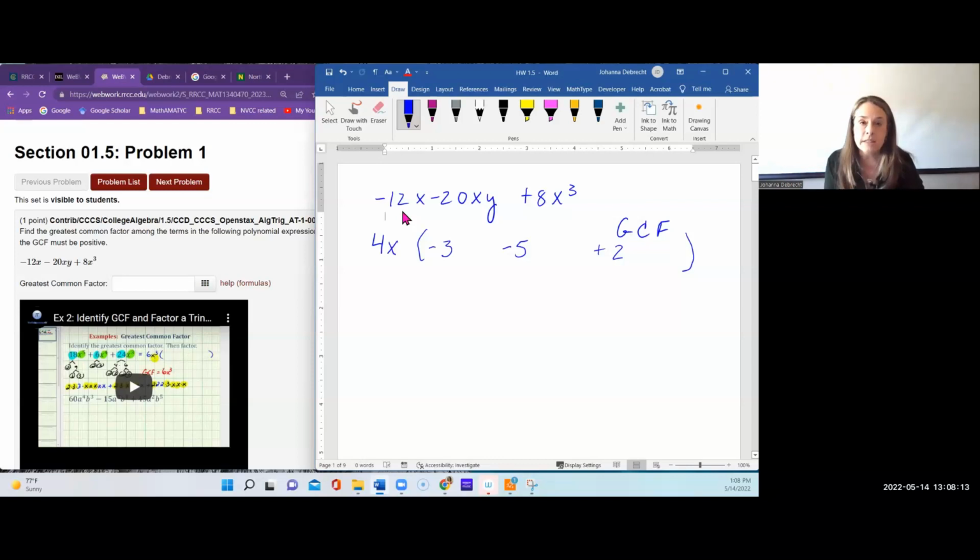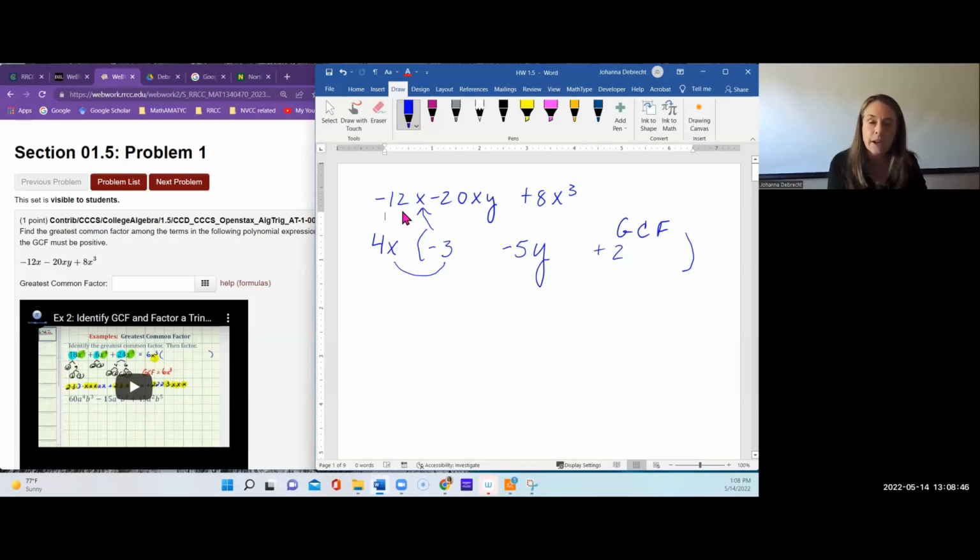Now we look at the next variable, which would be y. This center term here does have a y, but the first term and the last term do not, so it's not common. That means the y will stay in the center term inside parentheses. So the x came out, which leaves a 1 behind, so the first term becomes negative 3. Make sure that when you multiply these together, you get that first term back again. Now on the second term, the x came out, but the y stayed behind, so it's still there.